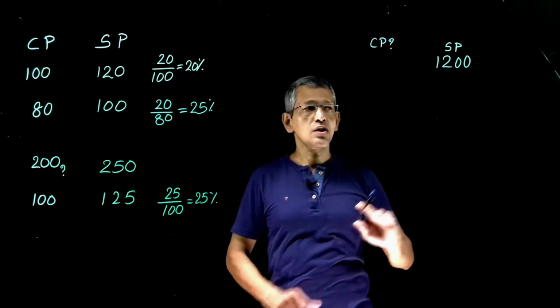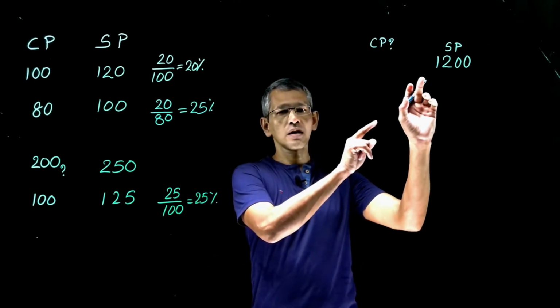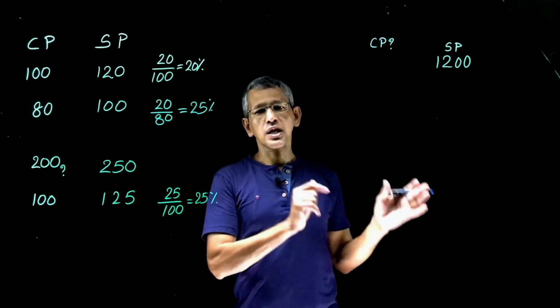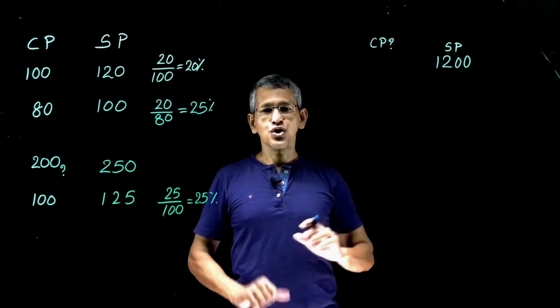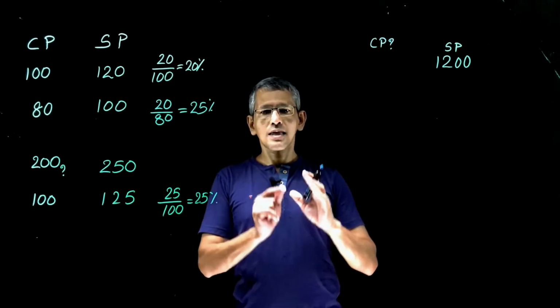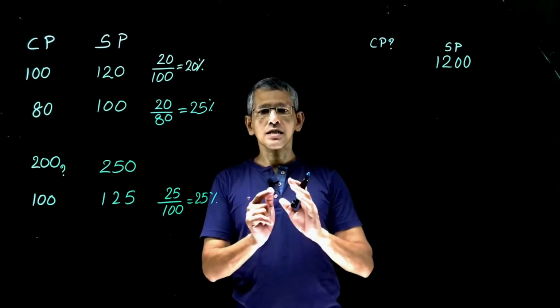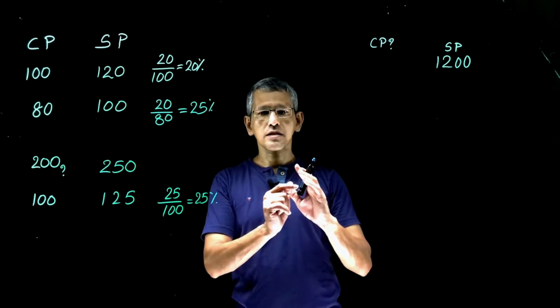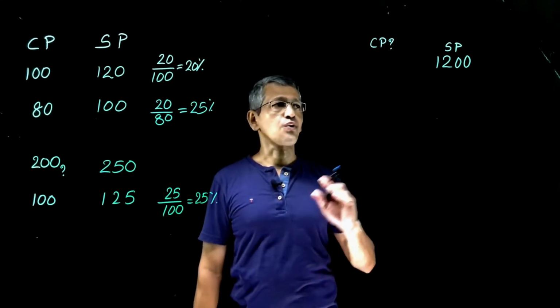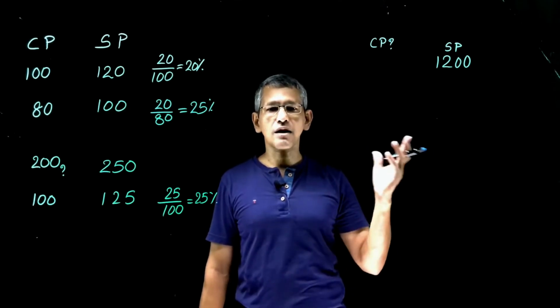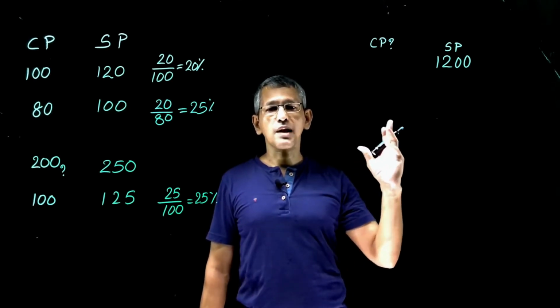Think about it. So he sold it for 1,200 rupees. So he made a profit of 50%. So whatever the cost price, that cost price plus half of the cost price will give you 1,200. So think about it. The trial and error method, what would be the possible answer?